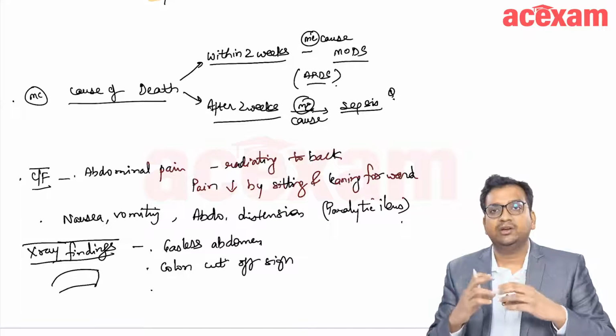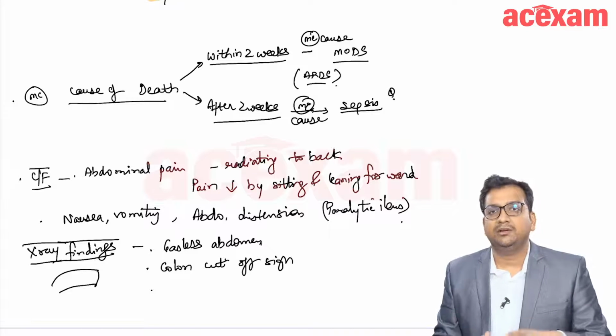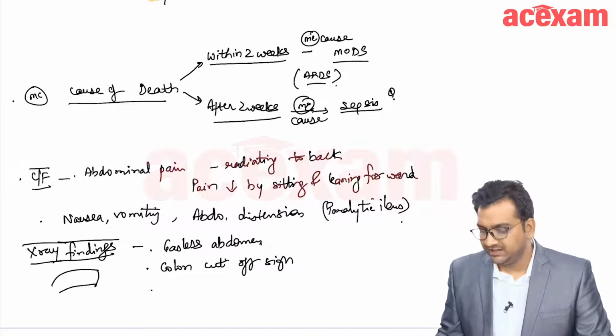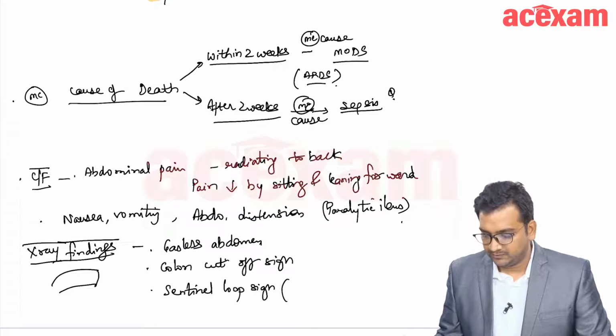Sometimes there will be isolated jejunal loop dilatation. Because jejunum also is in close relation to pancreas, that will be a sentinel loop sign. Sentinel loop sign will be isolated jejunal dilatation.